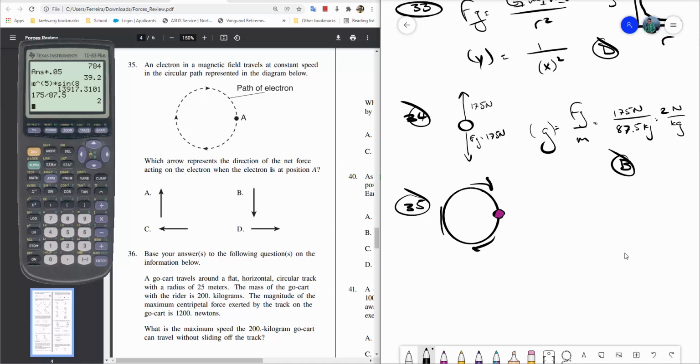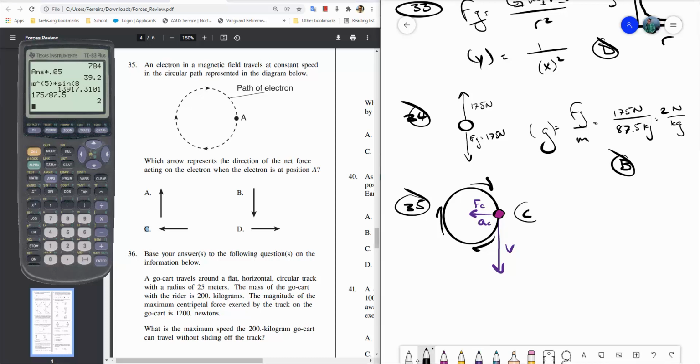Just to refresh, velocity is tangent. That's velocity. We don't care about velocity; we're looking for the net force. The centripetal force is pointing towards the middle. In this case it's the net force because there's no other force acting on it. Also the centripetal acceleration. So which of these arrows is pointing to the left, towards the middle? The answer is C.